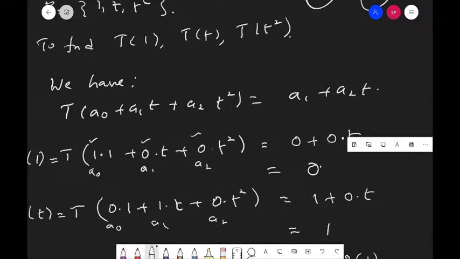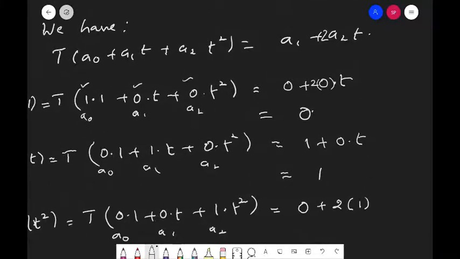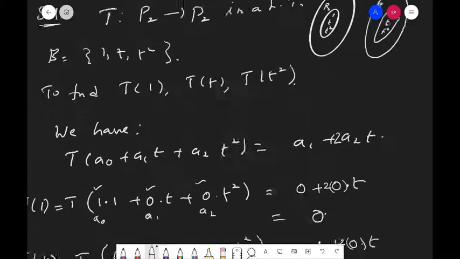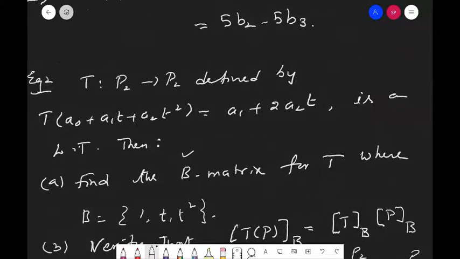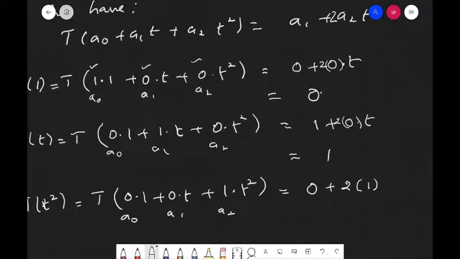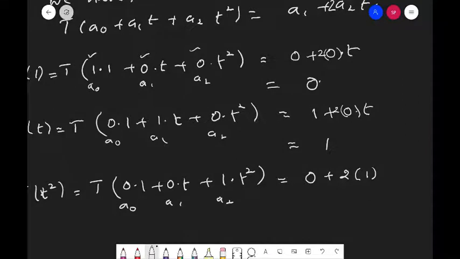So this is 2 a2 t. So this will be 2 into 0. Anyway, this is 0 only. And here also it is 2 into 0. Because the formula, let us check once. Yeah, a1 plus 2 a2 t. This is what is given to us. So this will be 2 into 1 into t, a2 t, not t square, it is t. So this will be equal to 2t.